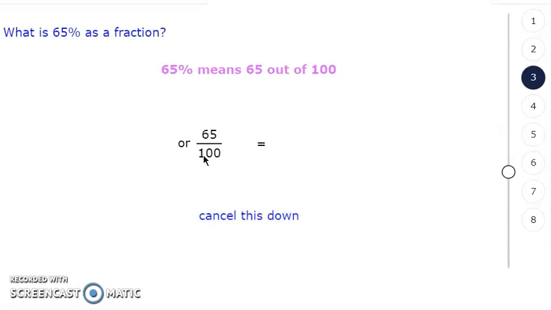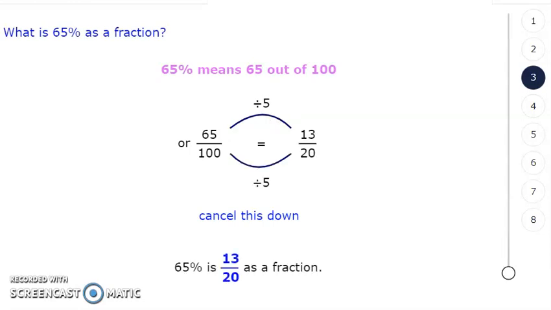Cancel this down. We can cancel them, and after cancelling, we can cancel it by 5. So after dividing 65 by 5 we get 13, and dividing 100 by 5 we get 20. So our final answer is 65% is 13 by 20, as you can see here.